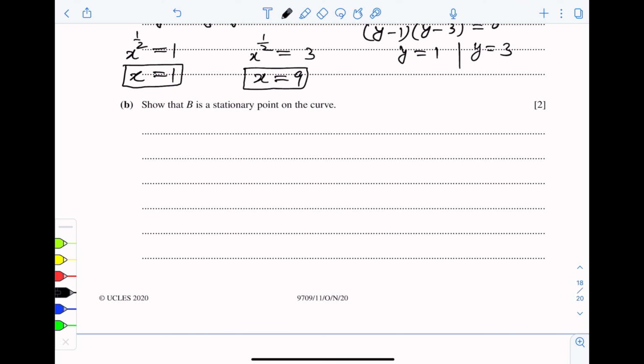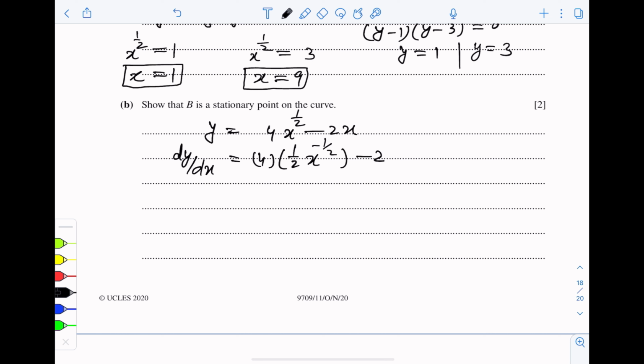We will find the gradient of the curve, then we will put gradient is equal to 0. We can find the value and show that it is a stationary point. If the answer is 0, then it is shown. So first we find the gradient. y is equal to 4 x power 1 over 2 minus 2x, differentiating with respect to x, we get 4 times 1 over 2 x power 1 over 2 minus 1, that is minus 1 over 2, minus 2. The derivative of 2x is 2, so this cancels out with 2.